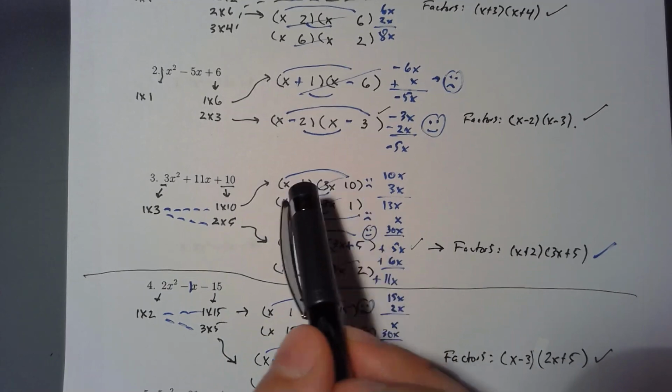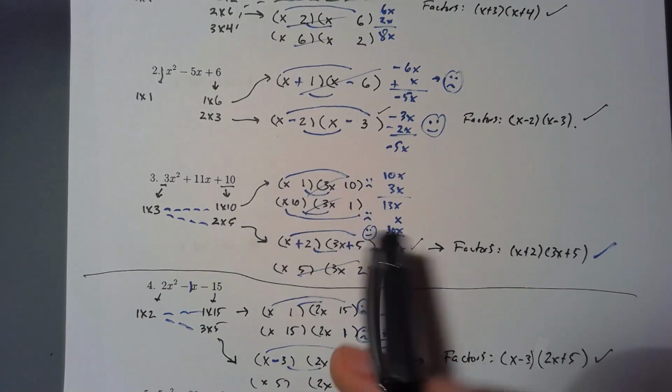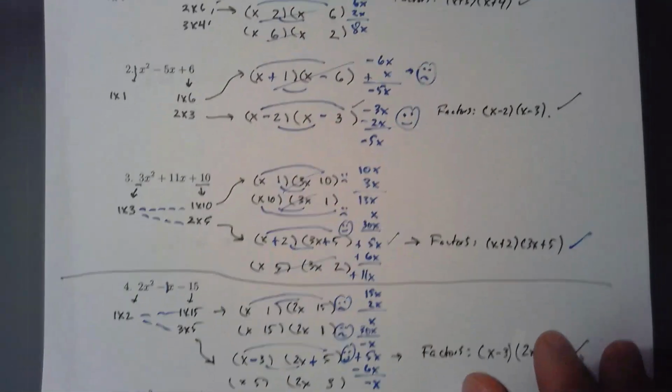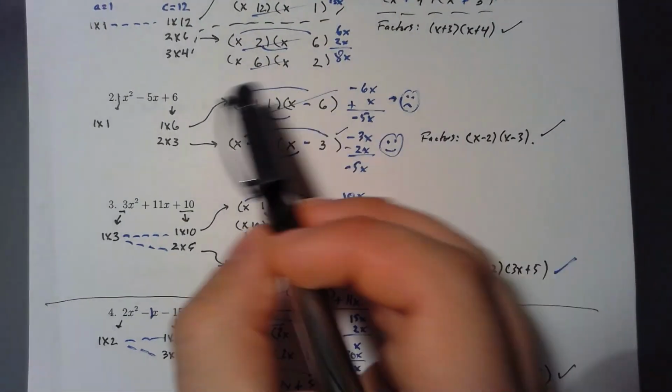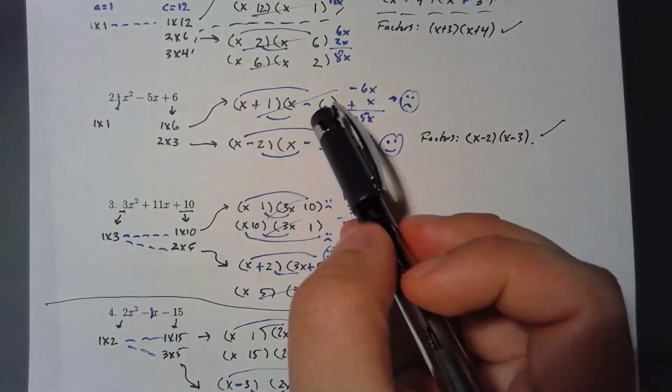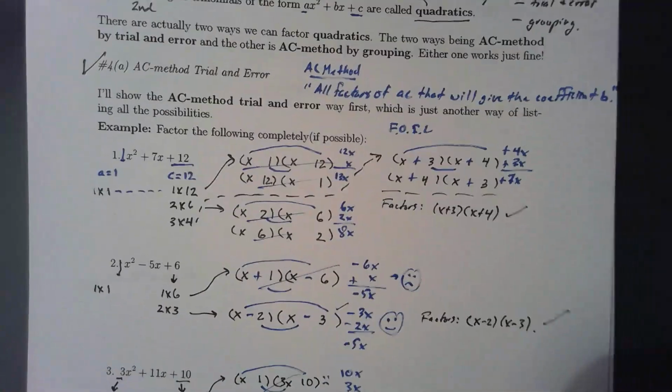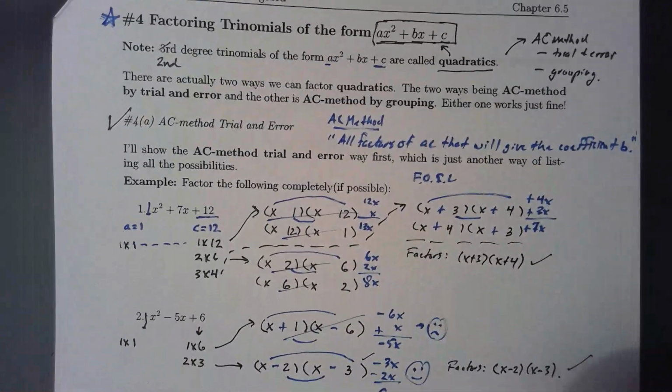So you're going to have to flip the pairs. But regardless of what your pairs are, how many pairs you have, you just got to play around with the combination until you get the middle term. And once you find it, you have your factors. Yeah, so that's the trial and error method.